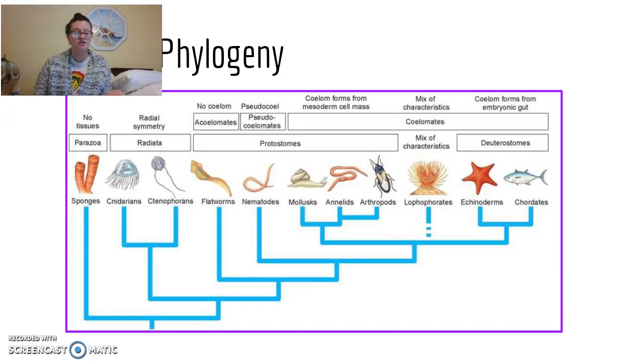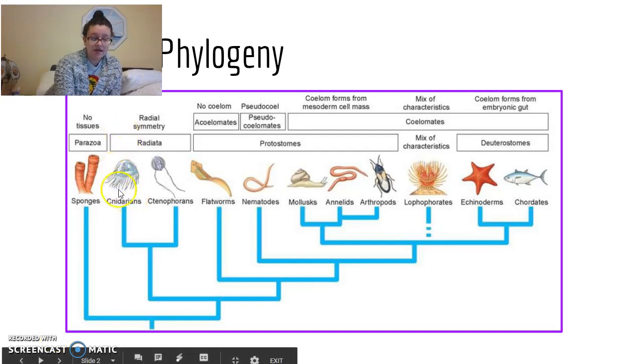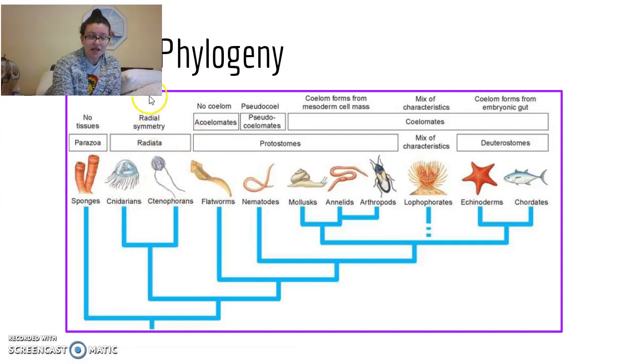So, starting with sponges, they are parazoans. They do not have any tissues. Moving on, we have the cnidaria and the ctenophorans, and they exhibit radial symmetry, which means that if you cut them in half, they wouldn't have right, left, front, or back ends. So it's like taking a circle and just cutting it in half a million times, and it would still be symmetrical on both sides.